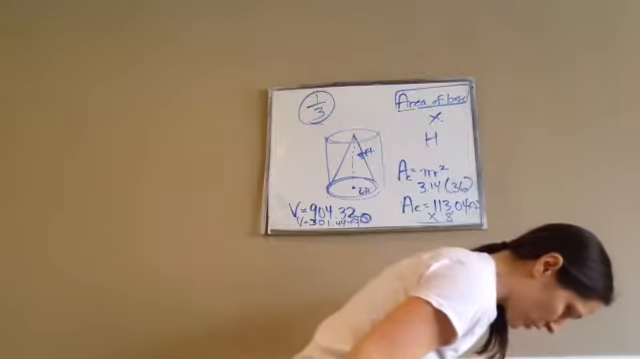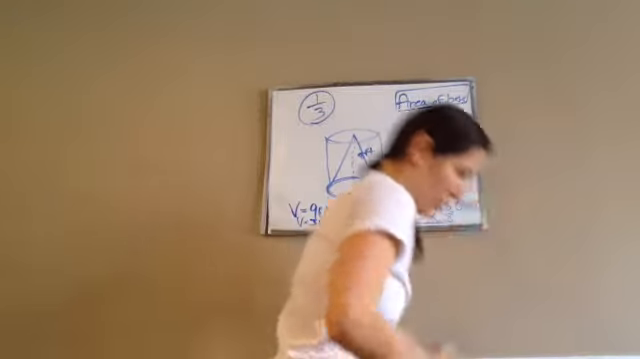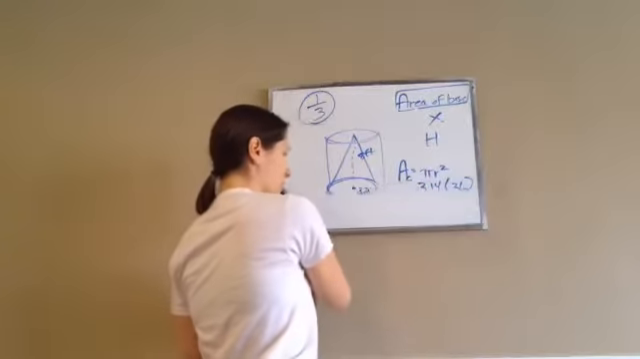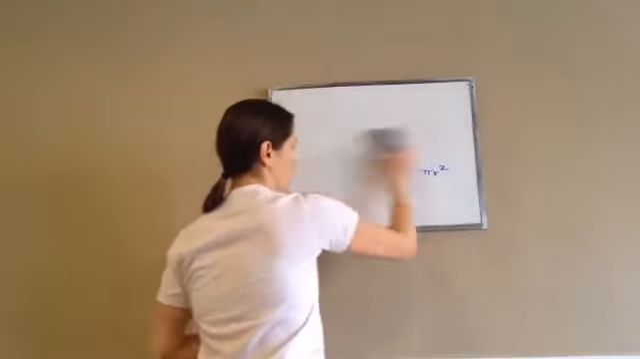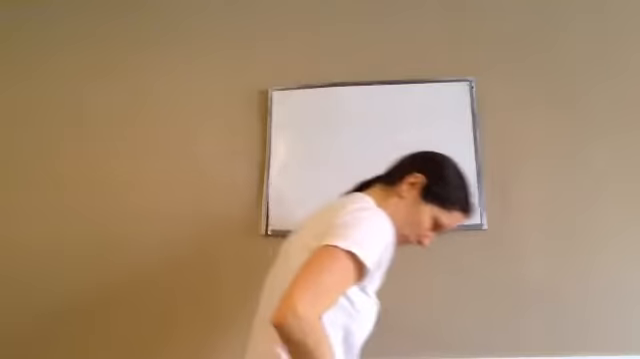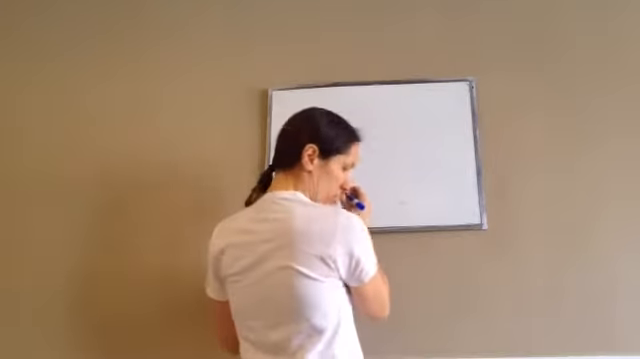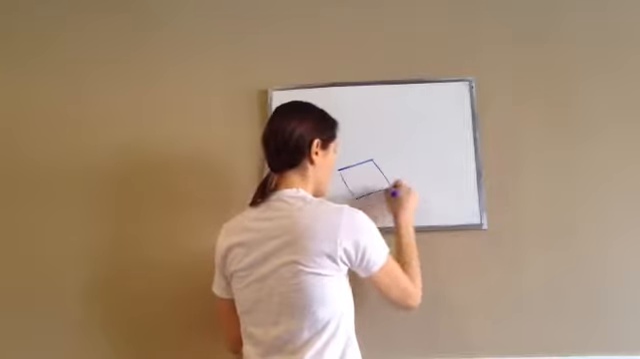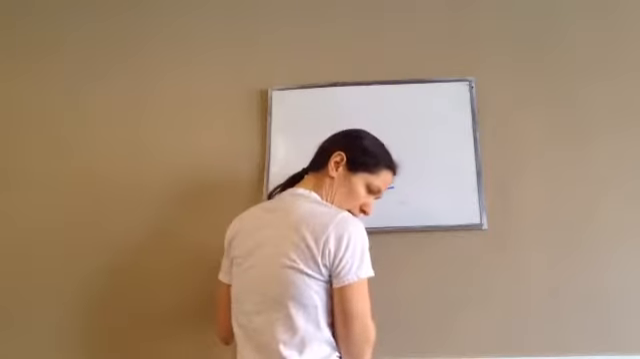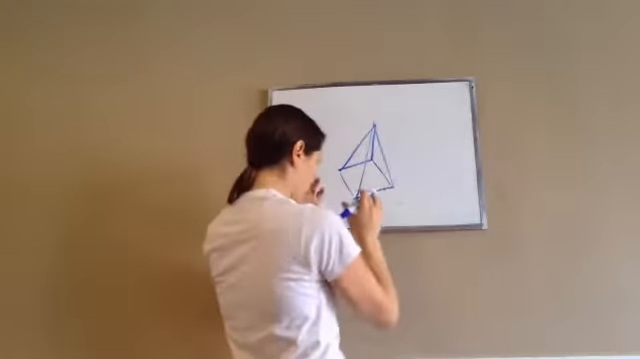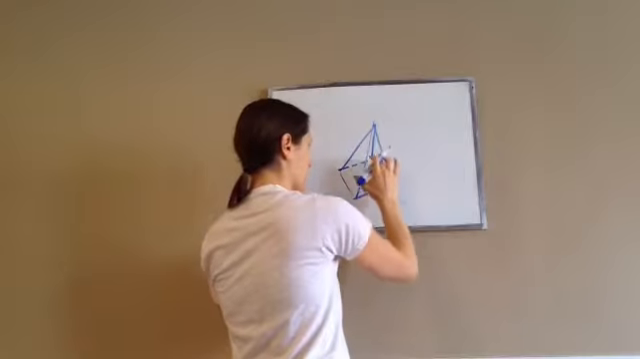Now, last thing we're going to do is surface area. And we're going to do the surface area of pyramids and the surface area of cones. So today you learned the volume of a pyramid and the volume of a cone. Now you're going to do the surface area of a pyramid and the surface area of a cone. So, again, I'm going to draw a pyramid. There we go. Beautiful pyramid.